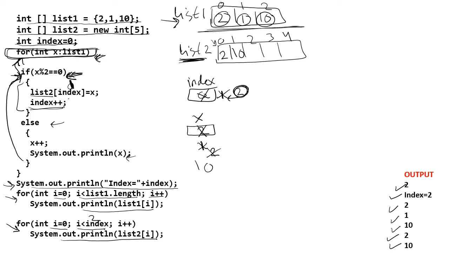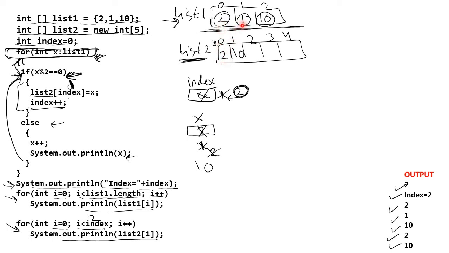So in this exercise, what we did, we had 2 arrays. We started the first array with 2, 1, and 10, and the other one as an empty array with 5 locations. And then we had a loop that goes for each element in list 1. So this is list 1, and we went through all the elements. If the element inside list 1 is even, we save it in the second array and we increment index. So that's why, because 2 is even, we save it in this location.